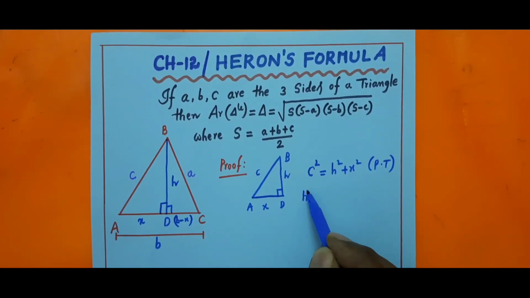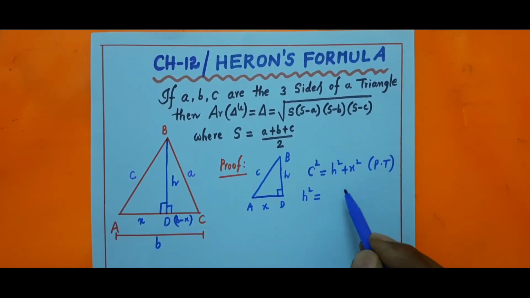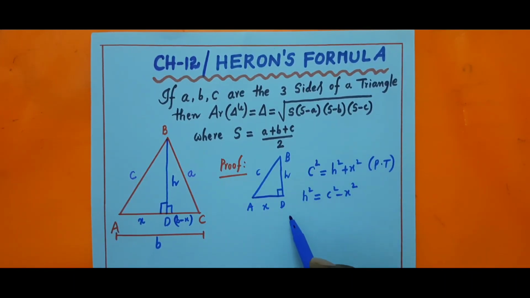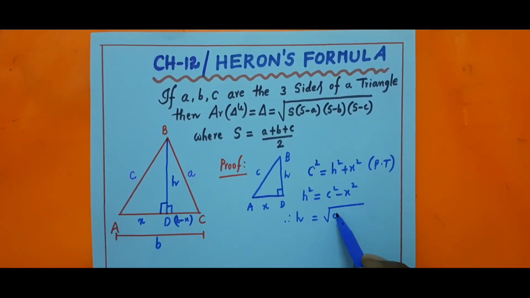From this equation, we can write h square is equal to c square minus x square. Therefore, h is equal to under root c square minus x square. Take it as equation 1.